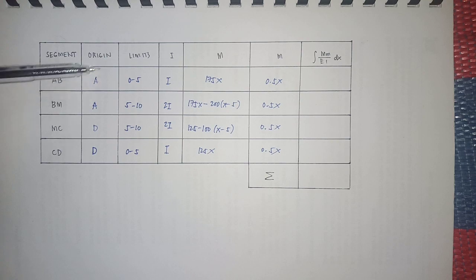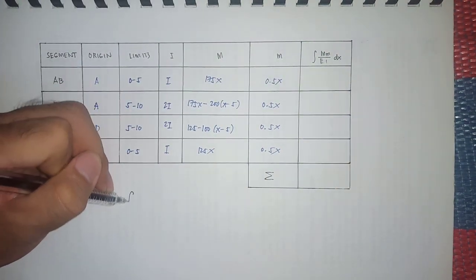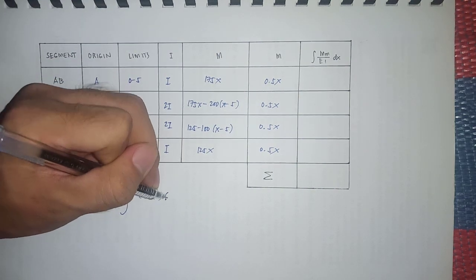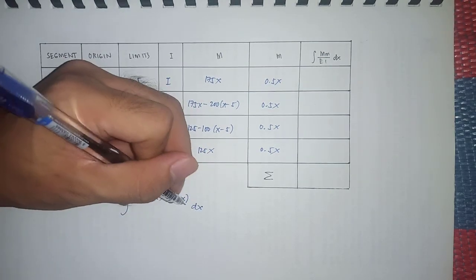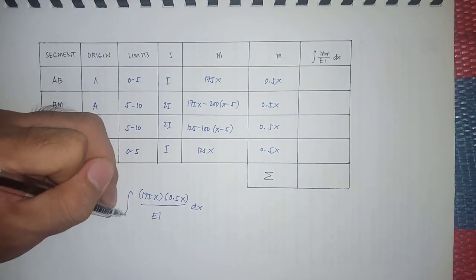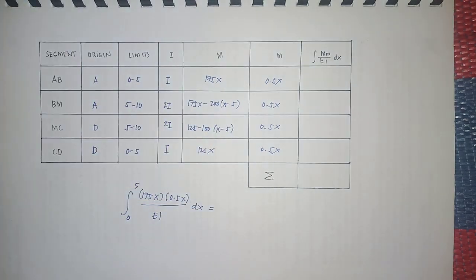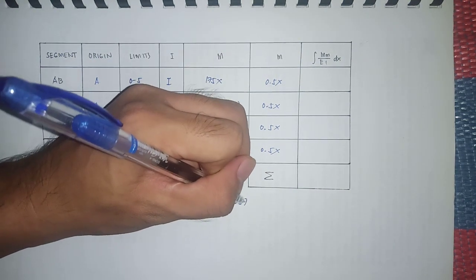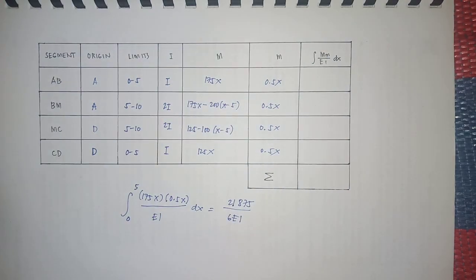So, for this one, for segment AB, paano naman natin solve to? So, this is what? Integral of 175x times 0.5x dx over EI from 0 to 5. And how much is this? So, we have, okay, this is 21875 over 6 EI. So, ilalagay natin yan dito.